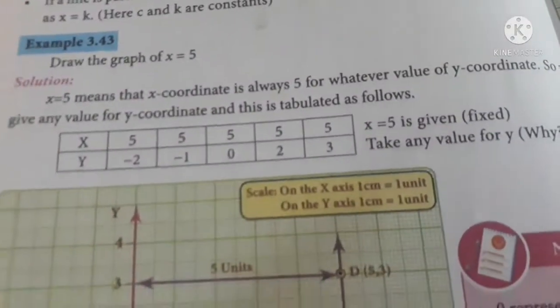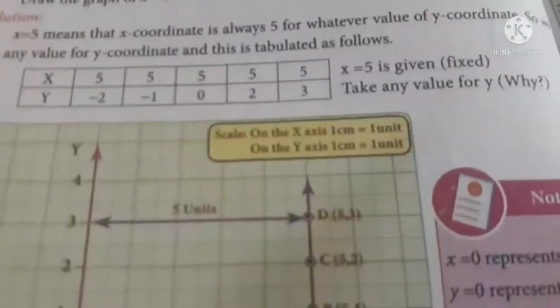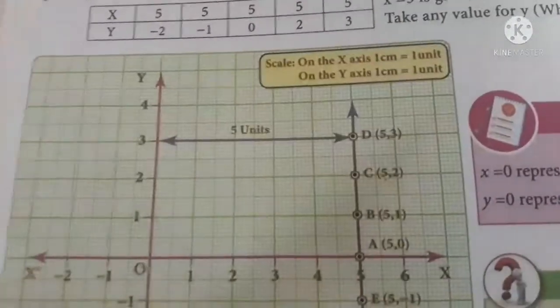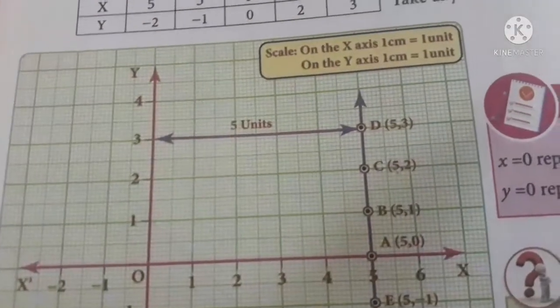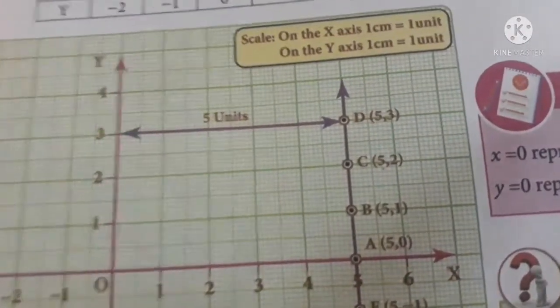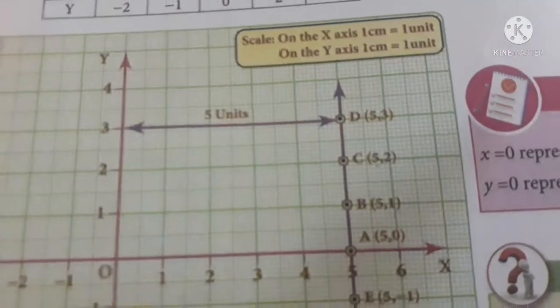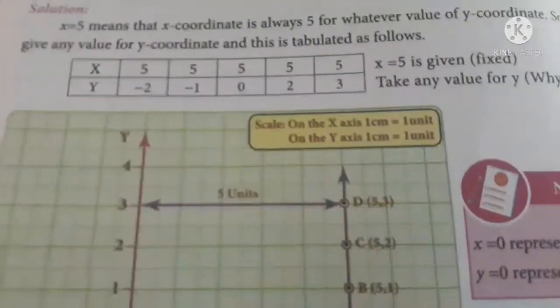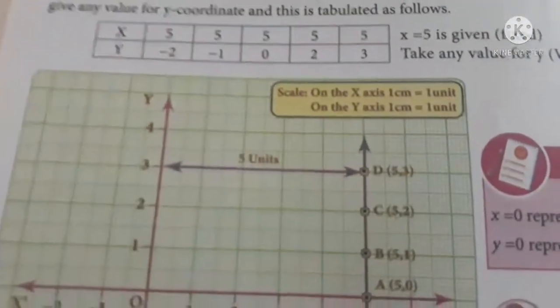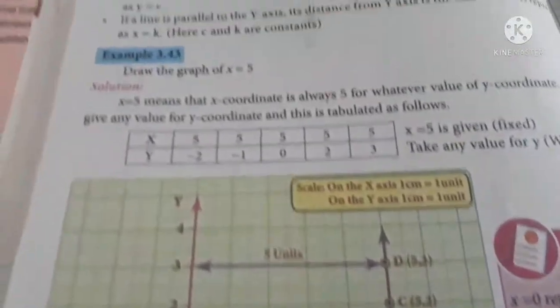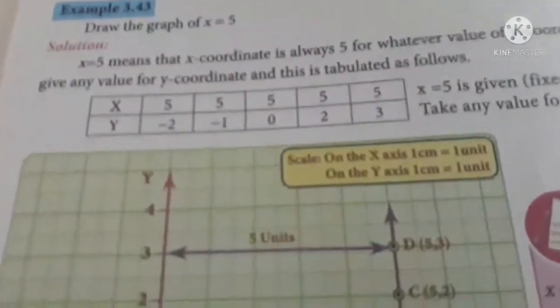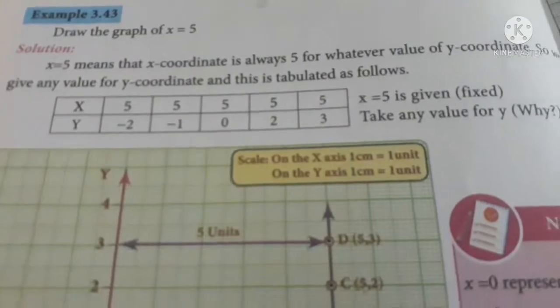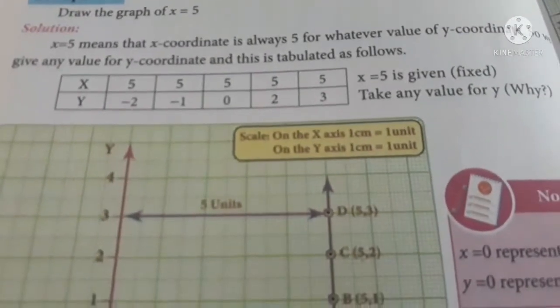Okay. The next example is: draw the graph of x equal to 5. So you can ask, what is this? Only the x value is given. How can I draw a line with that? It can be drawn. It is actually very, very easy. If only the x value is given, then you actually have an advantage. You can take whatever y value you like. Okay, so see, x equal to 5 means the x coordinate will always be 5.